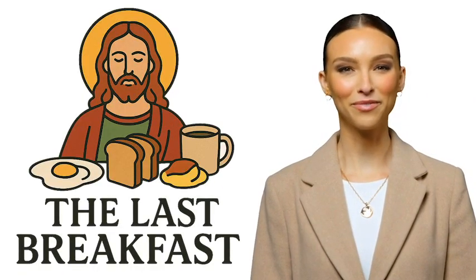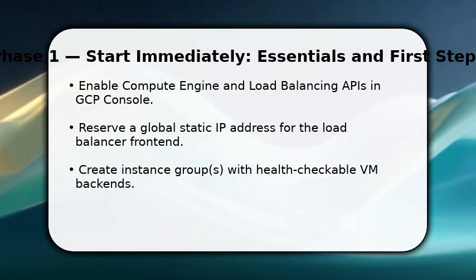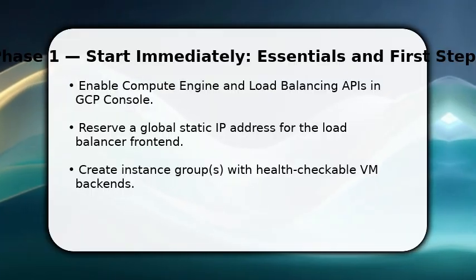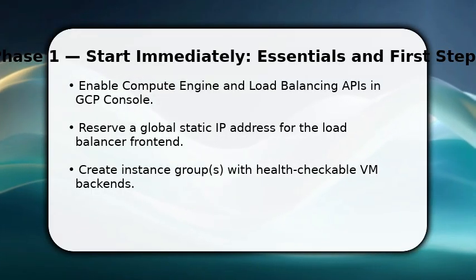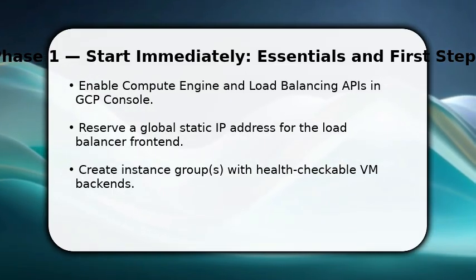You begin by enabling the APIs and reserving a global static IP. This ensures a stable front-end endpoint. Next, create managed or unmanaged instance groups and attach VMs. You do this so the load balancer can scale and route reliably.